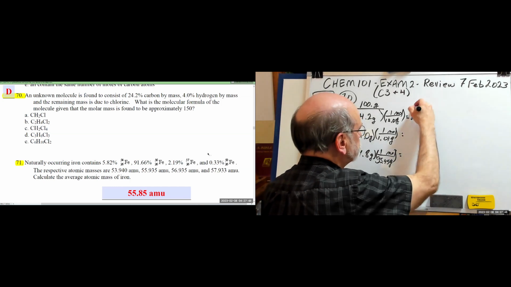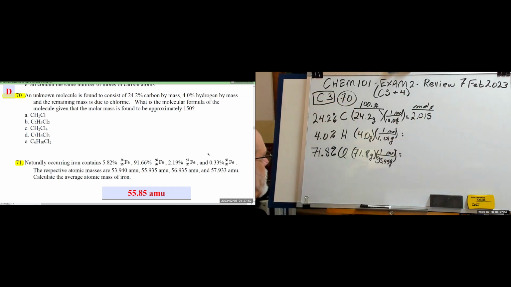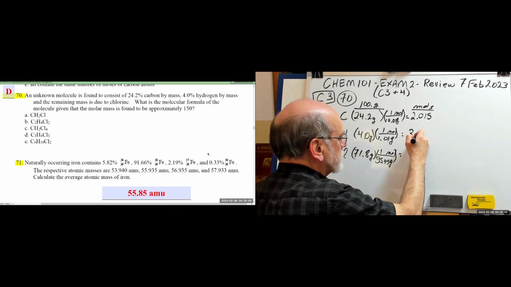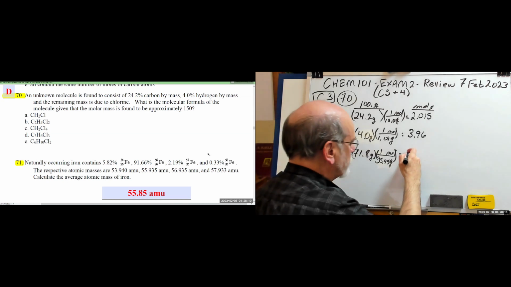That's moles of each one. So 4 divided by 1.01, that's 3.96. And 71.8 divided by 35.45 is 2.025.